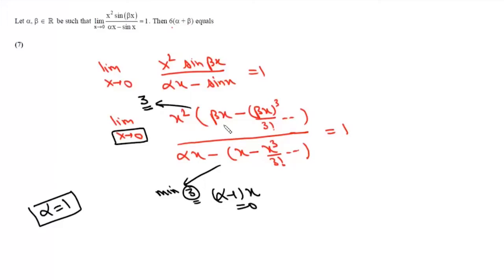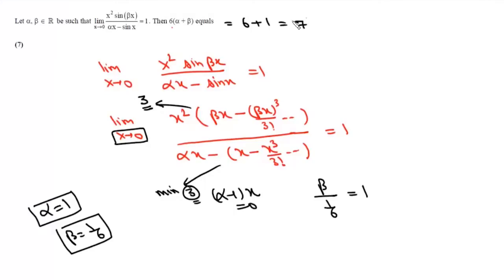Now the coefficient of x cube in the numerator is beta and the coefficient of x cube in the denominator is 1 by root 3, which is 1 by 6, and it is 1. So the value of beta is 1 by 6. Now we need to find the value of 6 alpha plus 6 beta. Now 6 alpha is 6 and plus 6 beta is 1. So the value of this expression is 7, and that is the answer to this question.